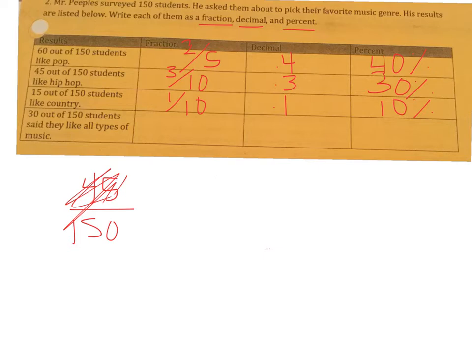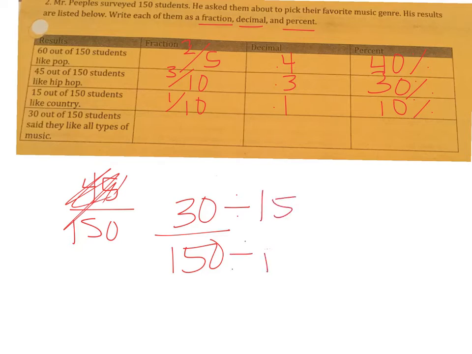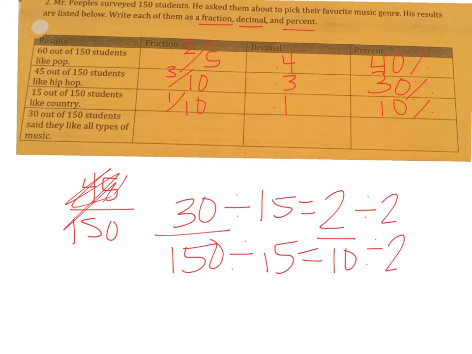All right, and last we have 30 out of 150 students said they like all types of music. So I'm going to simplify by 15. And 30 divided by 15 is 2. 150 divided by 15 is 10. I can simplify again by 2. And 2 divided by 2 is 1. And 10 divided by 2 is 5. So we have 1/5.